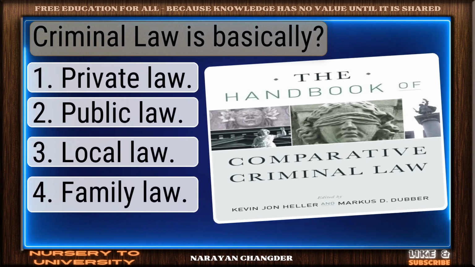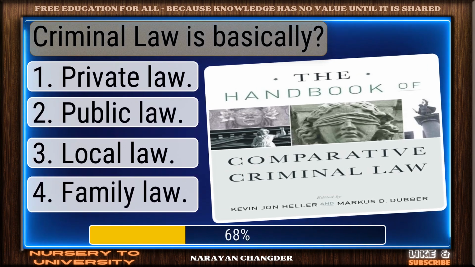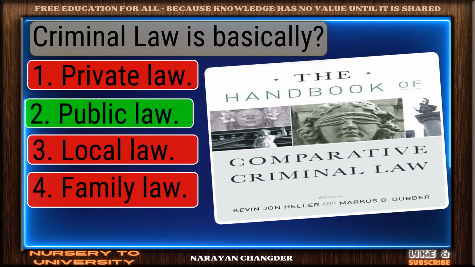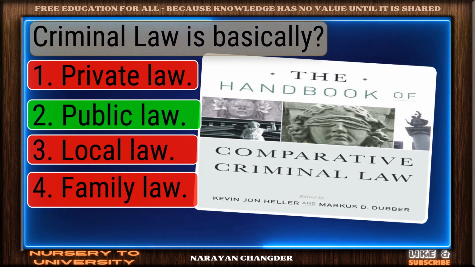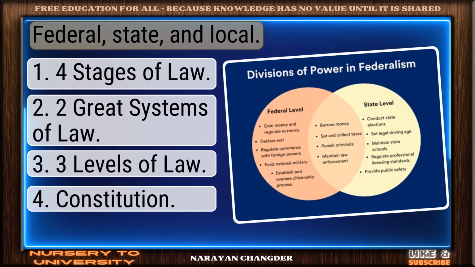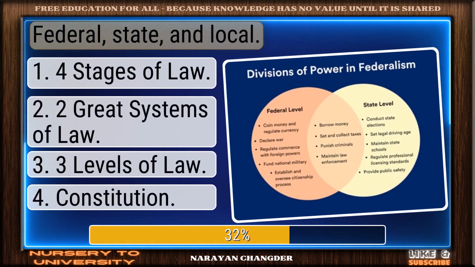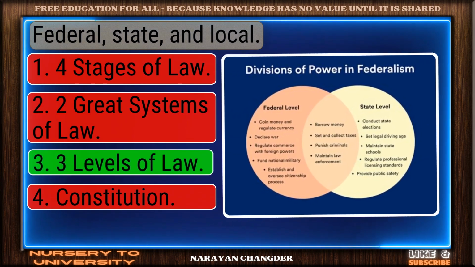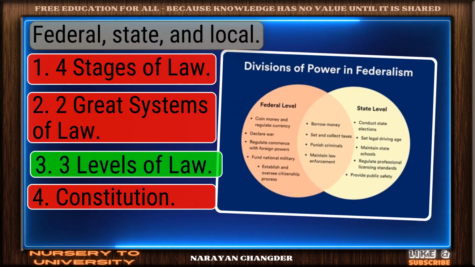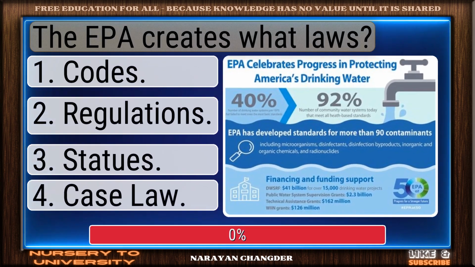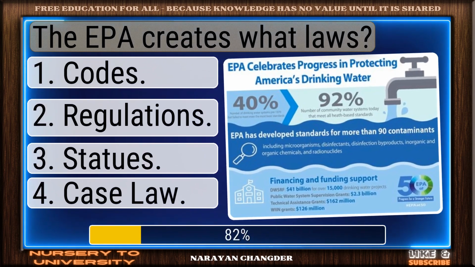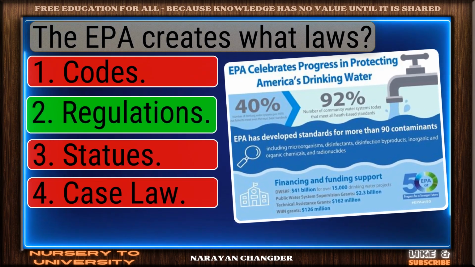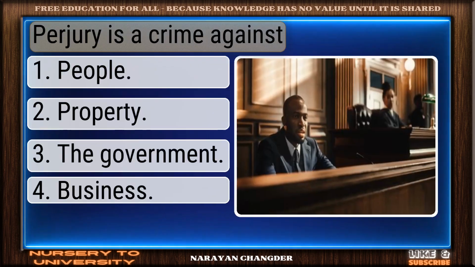Criminal law is basically. Well picked. Public law is the correct answer. Federal, state, and local. Nice selection. Three levels of law is the correct and valid answer. The EPA creates what laws? On track. Regulations is the correct answer.